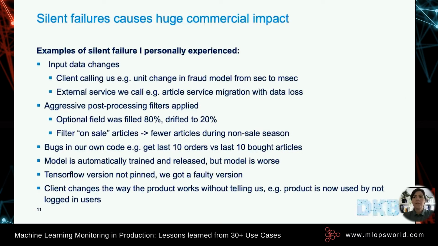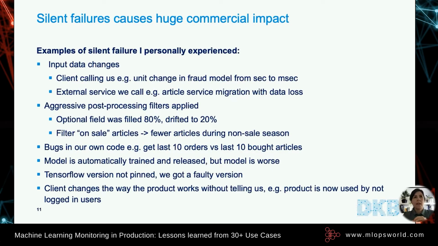Here are some examples from my personal experience where the 4 golden signals that I introduced to you a few slides ago did not catch a problem, but we did have a big problem. For example, the input data can change. We had a fraud model where there was a unit change, and instead of sending us seconds, someone who calls the model changed from seconds to milliseconds. That is still an integer value, but suddenly the model gives very weird responses. In the training data, this was still in the other unit, and this caused huge problems, and it takes a while to detect.